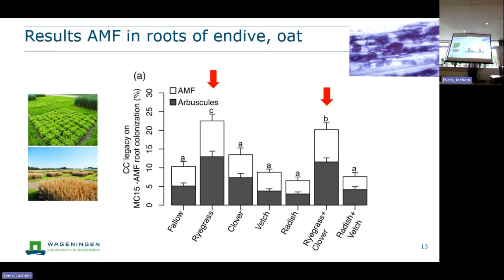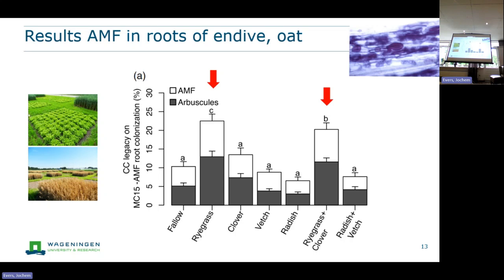And here we distributed the total colonization, so any kind of structure, and the arbuscles. So we found quite a lot of arbuscles as well, indicating we had very active mycorrhizal colonization in these 2 crops. Is this the average of the colonization in endive and oat? Yes, correct, because actually for the total abundance in those roots, it didn't matter which main crop. Correct, yeah. So that's why we summarize it like this.